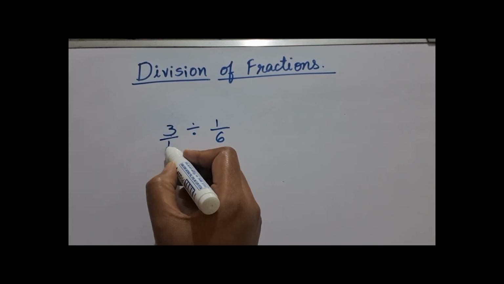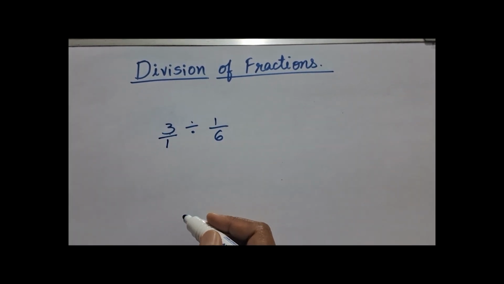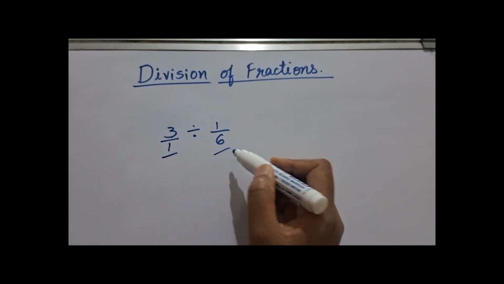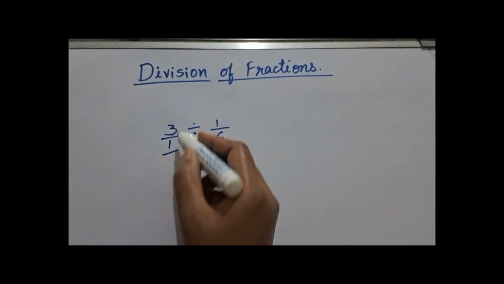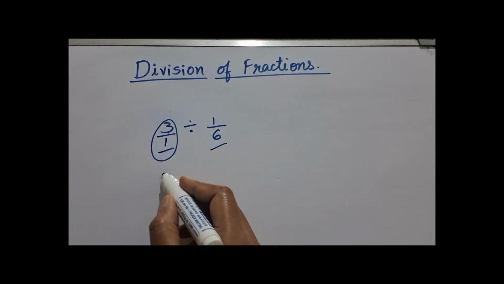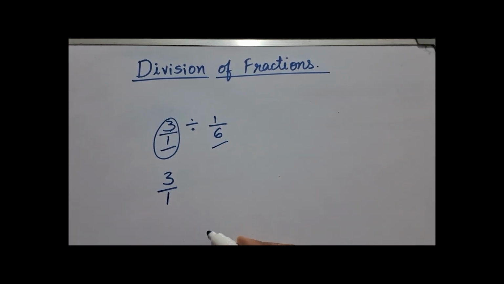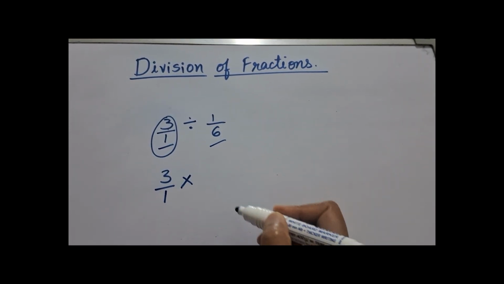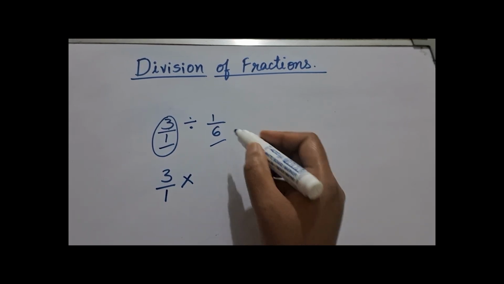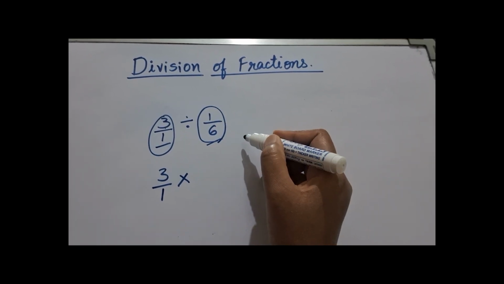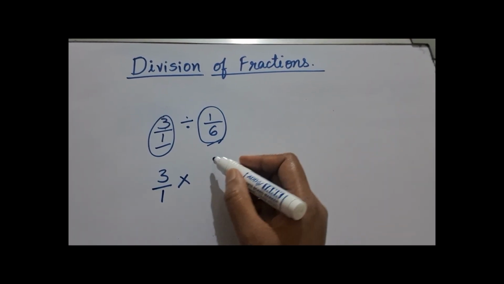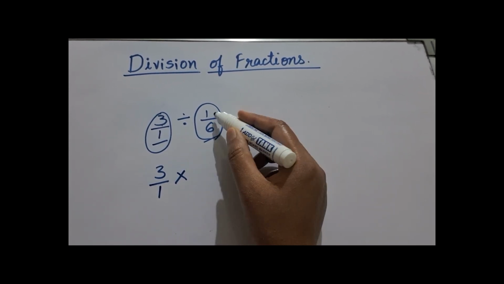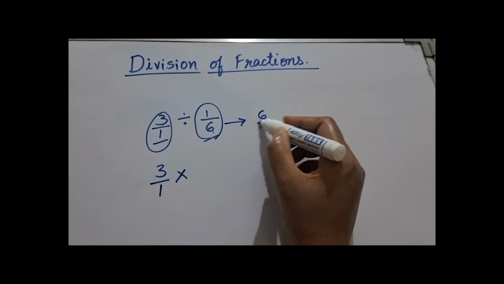The 3 can be written as 3 by 1 as a fractional form. Okay, children. Now, this fraction is divided with this fraction. The first fraction is written as it is, 3 by 1. And this division symbol is changed to a multiplication symbol. And for the second fraction, we need to write the multiplicative inverse of this one. What is the multiplicative inverse of 1 by 6? That is 6 by 1.